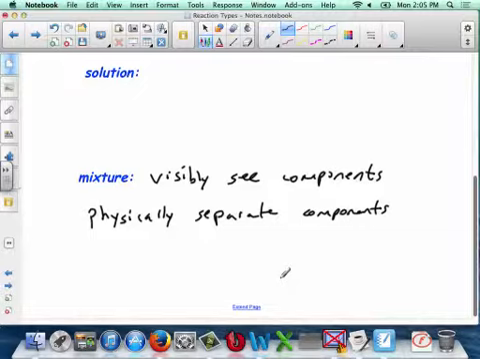But a solution is almost the complete opposite. It can be a solid solution, but mostly they are liquids. It could also be fluids. With a solution, it's just the opposite. Most of the components are dissolved, and they cannot be physically separated. They can only be chemically separated.